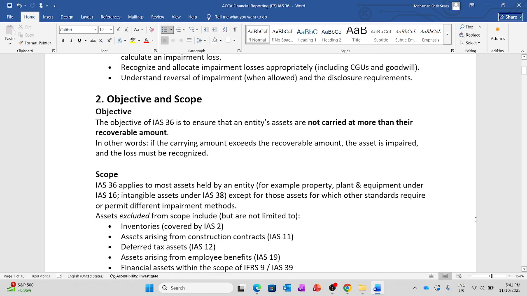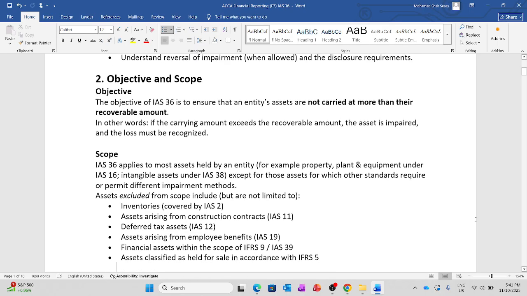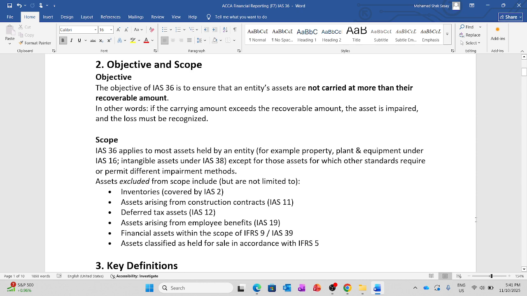Now we are going to look at the scope and objective of IAS 36, which is to ensure that the asset's carrying value is not more than the recoverable amount. Very simple. When the carrying value of an asset is greater than the recoverable amount, it means the asset has been impaired. So we need to reduce the carrying value of the asset to the recoverable amount. That difference between the carrying value of the asset and the recoverable amount is what we refer to as the impairment. A very important point that we need to know so that we can understand throughout this session.